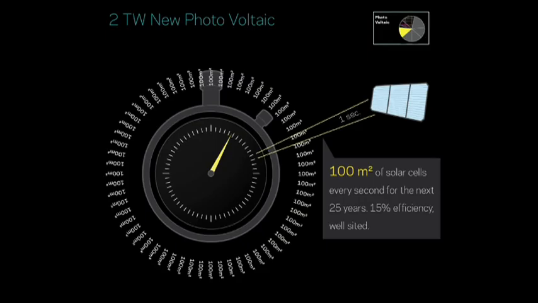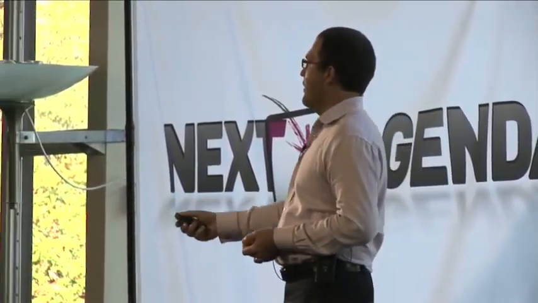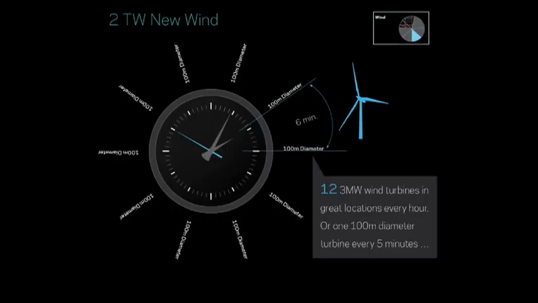You'd need to be installing 100 square meters of high efficiency, sort of 15% efficiency solar cells every second for the next 25 years. So every 4 seconds, you have to cover somewhere in the world this room with solar cells. That gives you 2 terawatts of photovoltaic. Solar thermal, you'll have to build 50 square meters of mirrors every second for the next 25 years. In terms of wind, you need to build 12 3-megawatt wind turbines every hour, or 1 3-megawatt wind turbine every 5 minutes for the next 25 years. That's a machine the size of the building that we're in today.